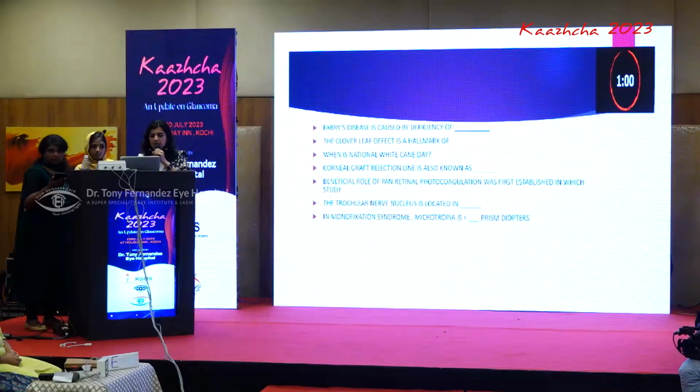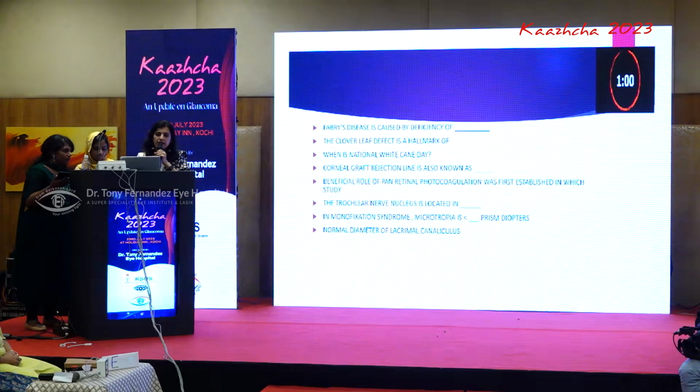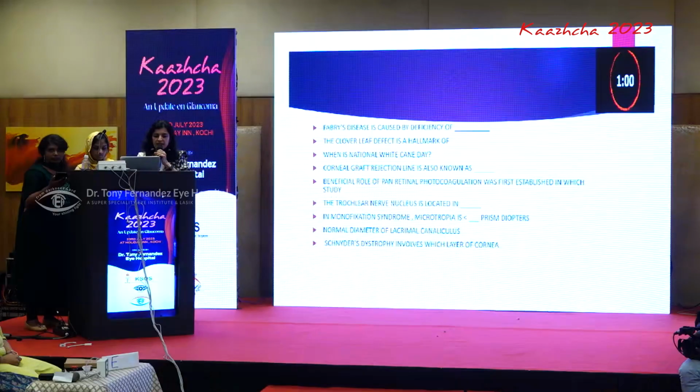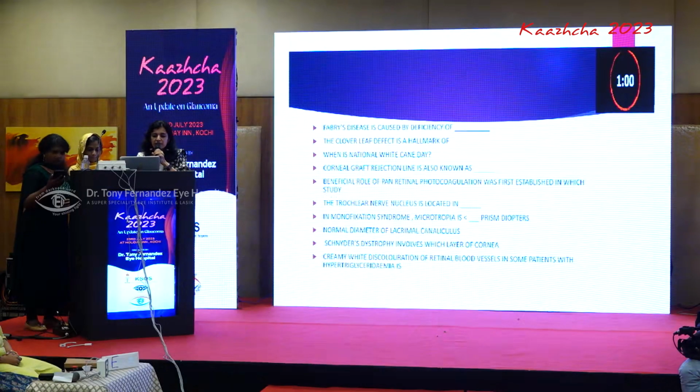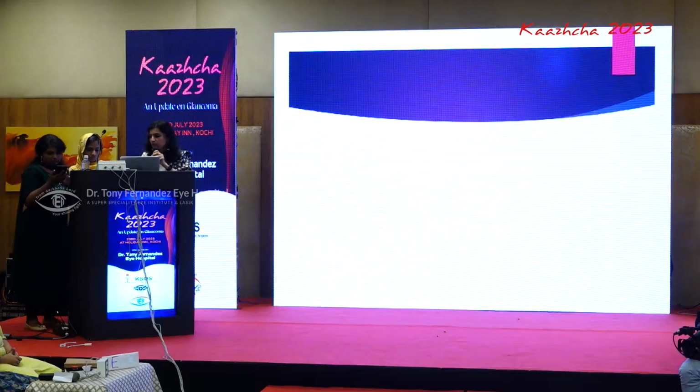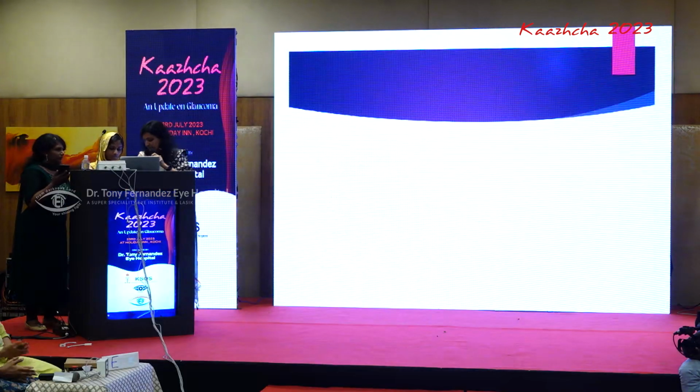Pons. No. In monofixation syndrome, microtropia is less than dash prism diopters. Pass. Normal diameter of lacrimal canaliculus? 8 mm. No. Schnyder's dystrophy involves which layer of cornea? Stromal. Correct. Creamy white discoloration of retinal blood vessels in some patients with hypertriglyceridemia is? Lipemia retinalis. Correct. So, 10 questions over.